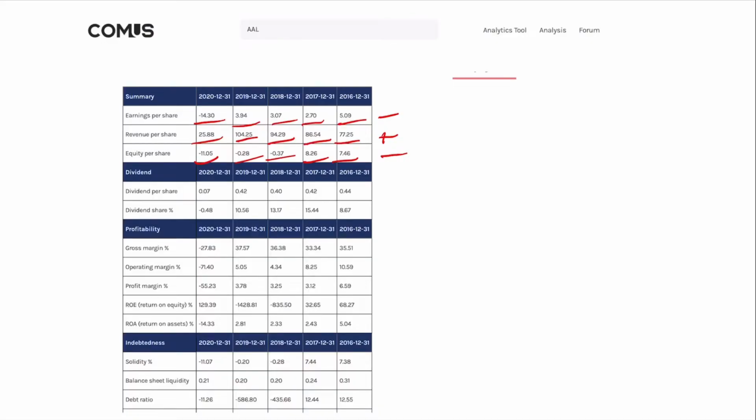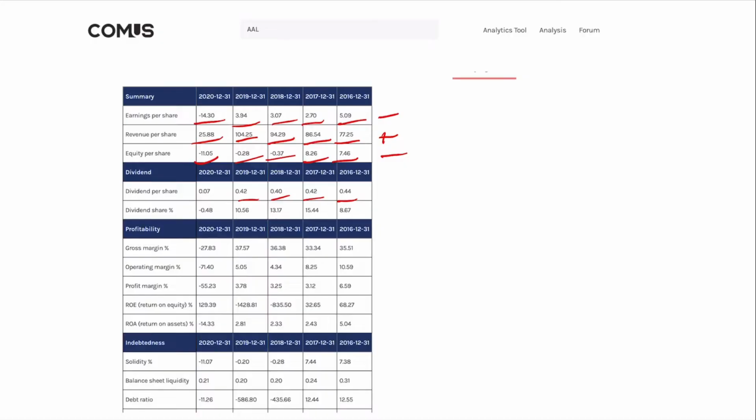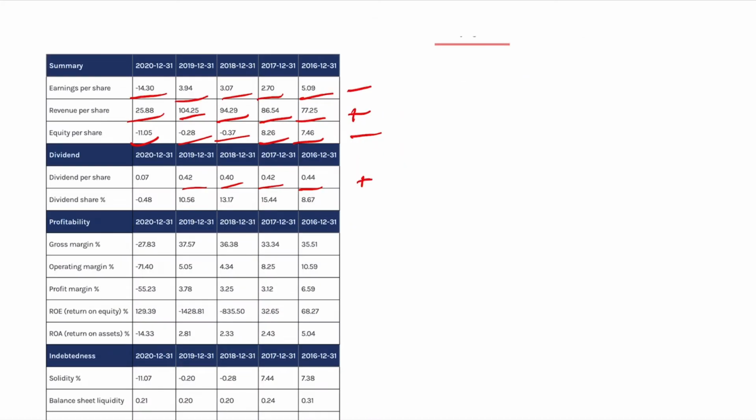Now dividend, they used to pay out a dividend of 44 cents per share, and we went down to 42, then 40. So we've been fluctuating between 40 and 44 cents per share, and then the last year they paid out $7 per share. I like dividend income, so that is a plus. I like it.